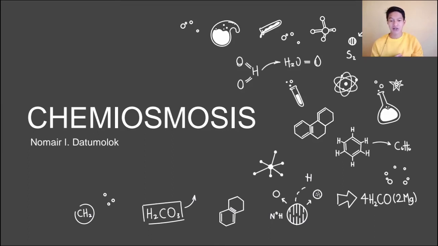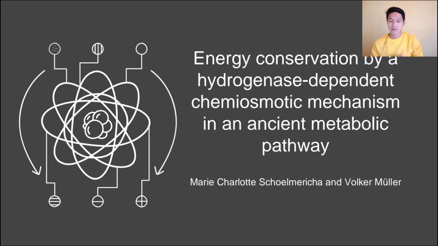I am Datumolok and I am going to discuss a research article which revolves around concepts of chemiosmosis. This research article is entitled Energy Conservation by a Hydrogenase-Dependent Chemiosmotic Mechanism in an Ancient Metabolic Pathway. This is originally authored by Marie Charles Maricha in Volko Molitor and was edited by Caroline S. Howard of the University of Washington, Seattle, Washington, and was approved on February 12, 2019.